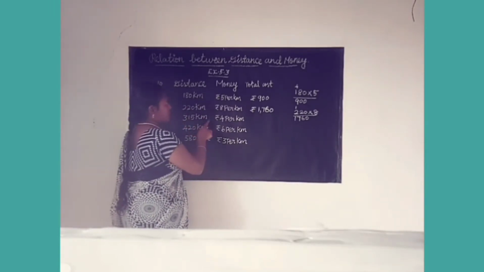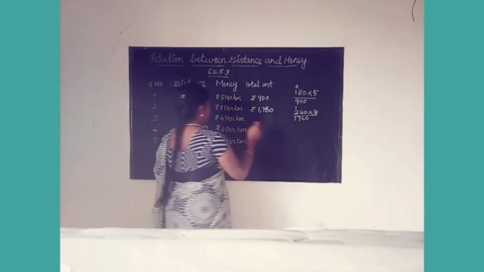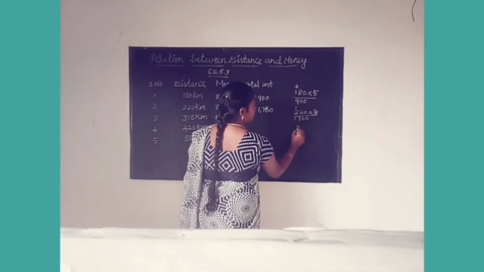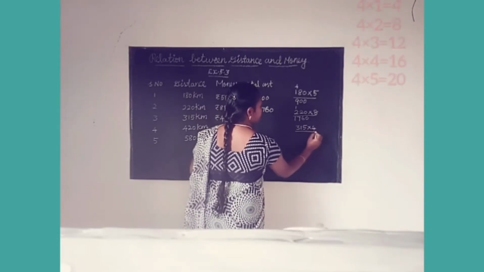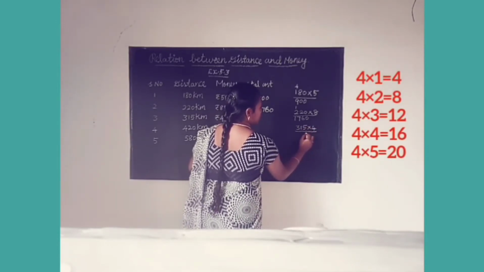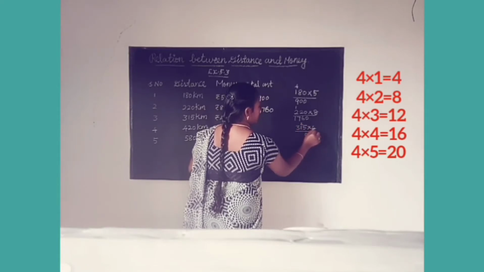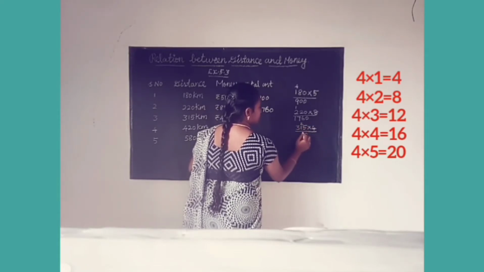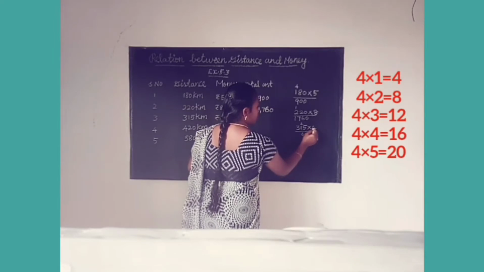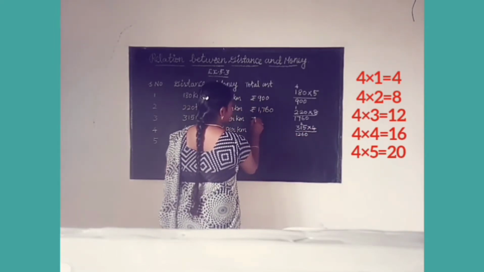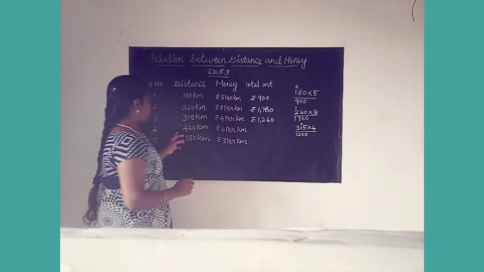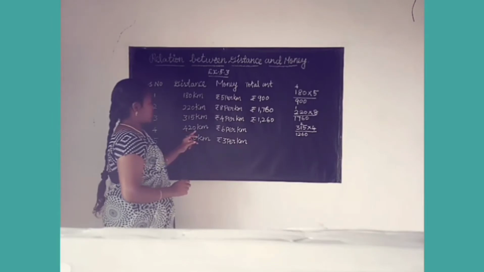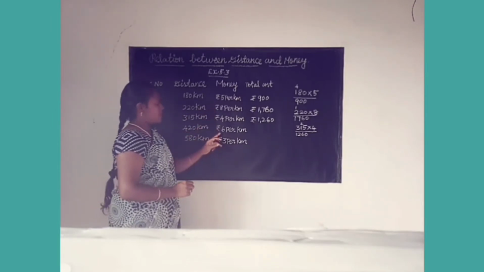Next, third one, 315 kilometer, money value rupees 4. Now multiply the value 315 into 4. 4 5s are 20, 0, carry 2. 1 4s are 4, 4 plus 2, 6. 4 3s are 12. So the value is rupees 1260.